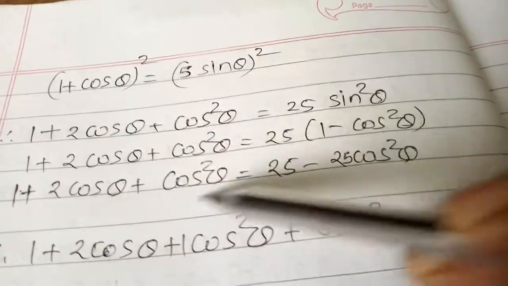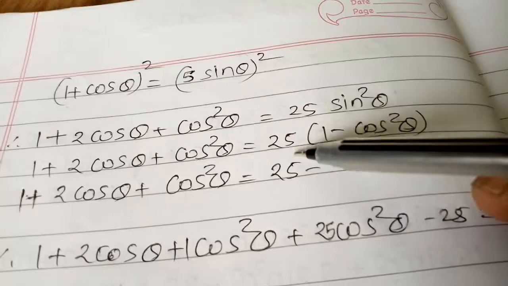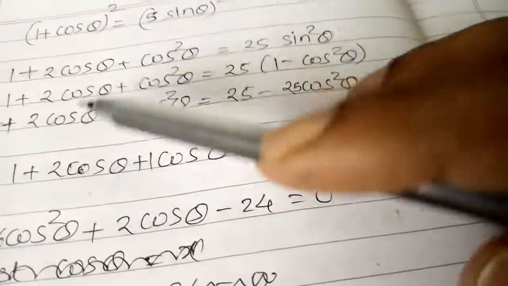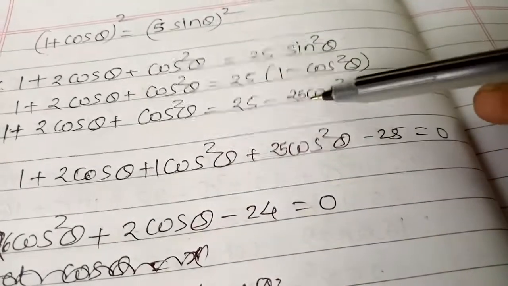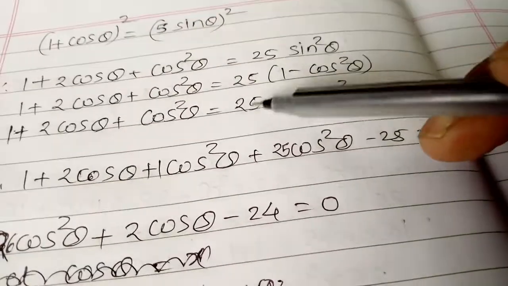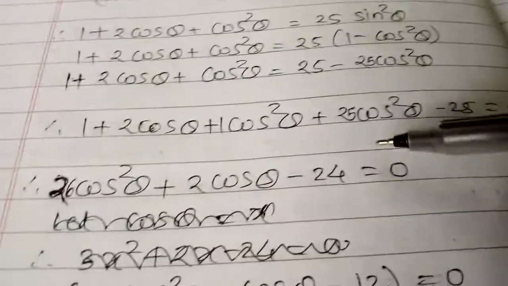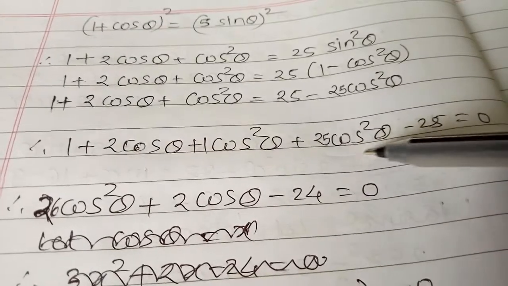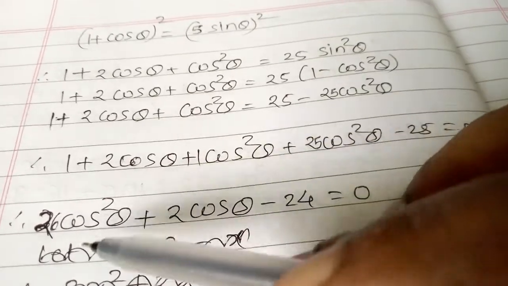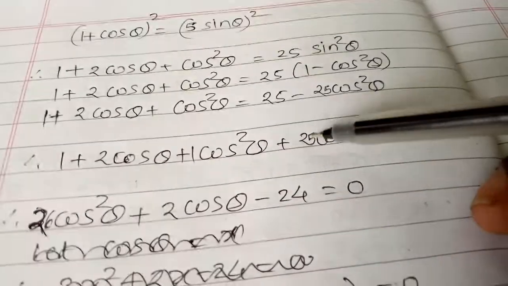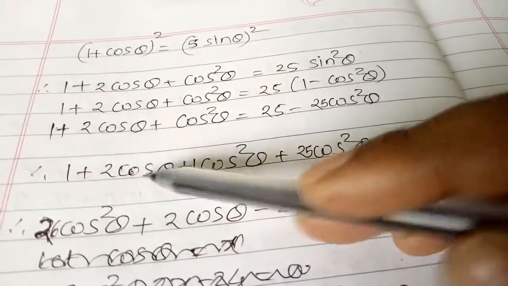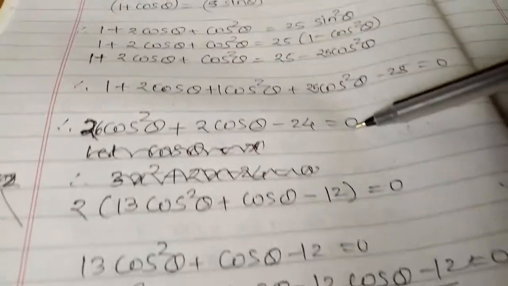So these three terms are as it is. Now we are going to multiply this bracket by 25. So 25 ones are 25 minus 25 cos square theta. 1 plus 2 cos theta plus cos square theta plus, we are moving this to this side. So 25 cos square theta minus 25 is equals to 0. Now see this 25 cos square theta and this 1. So here we get, that is 26 cos square theta, 25 plus 1, that is 26 cos square theta plus 2 cos theta minus 24 is equals to 0.